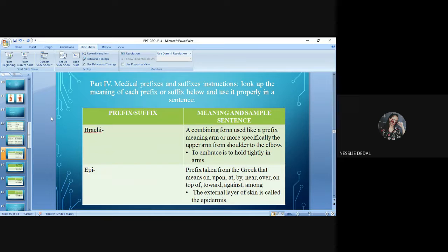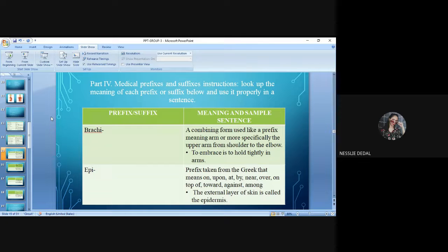Part 4. Medical prefixes and suffixes. Instructions. Look up the meaning of each prefix or suffix below and use it properly in a sentence. Brachii, meaning arm, or more specifically the upper arm from shoulder to the elbow. Example sentence. To embrace is to hold tightly in one's arms.